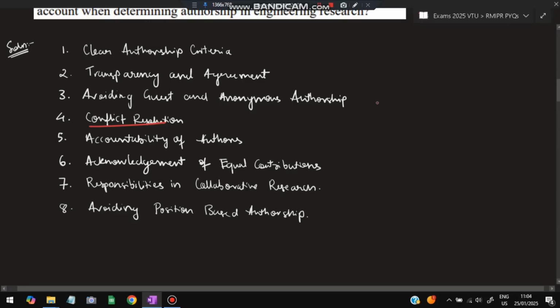Next is conflict resolution. Whenever a conflict comes, where someone says they have contributed this much and others say they have not contributed this much, in that case involve a mediator in between. A mediator means a judge who will judge how much each person has done. Finally, their word will be taken into account.